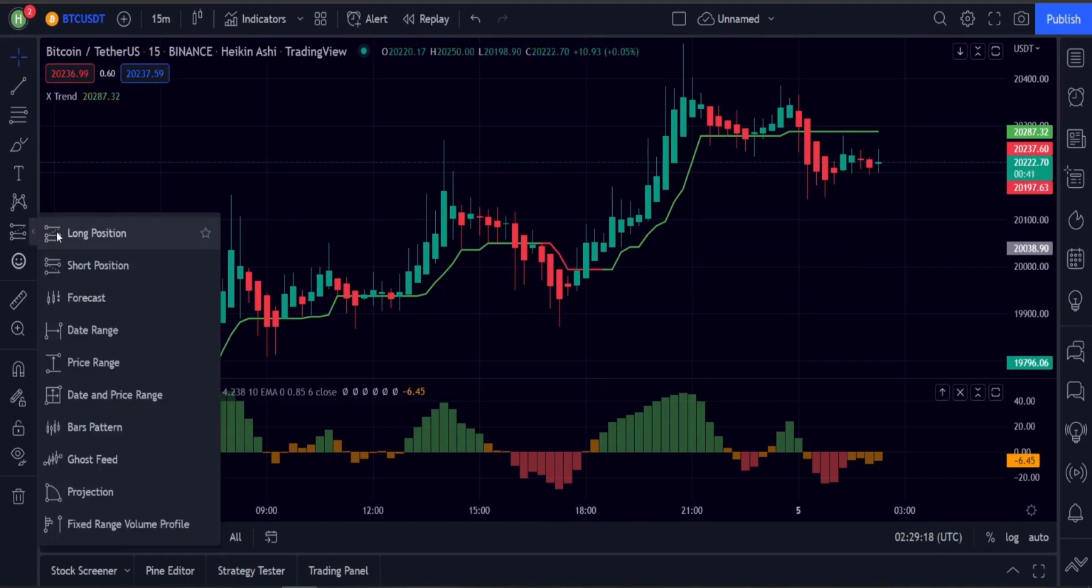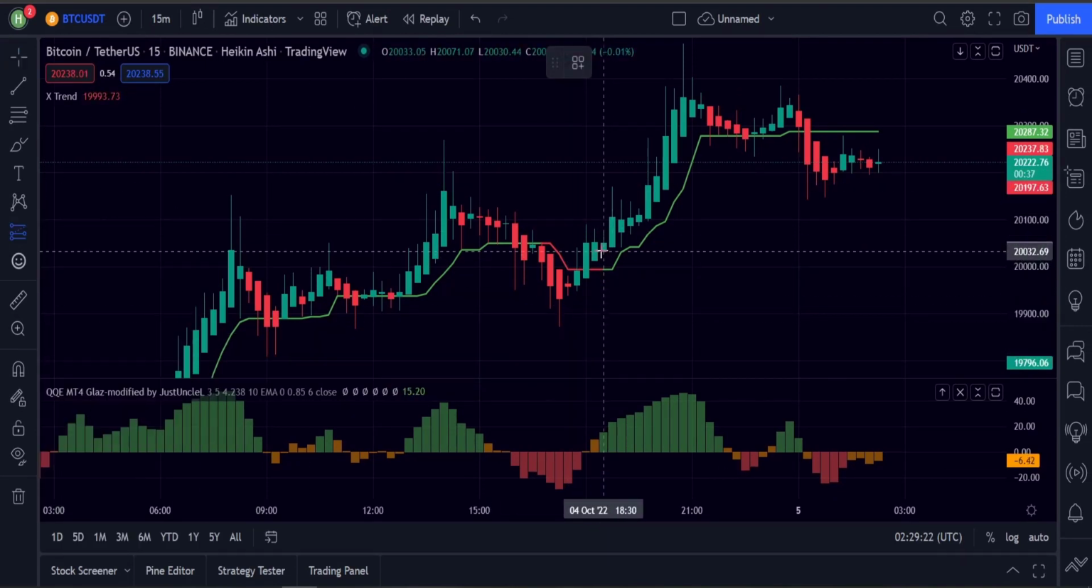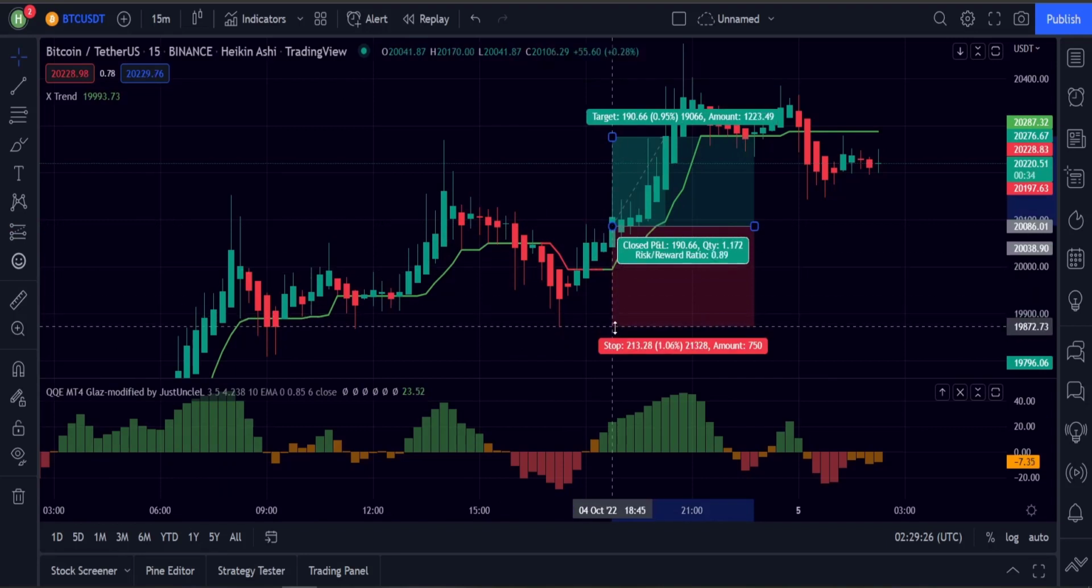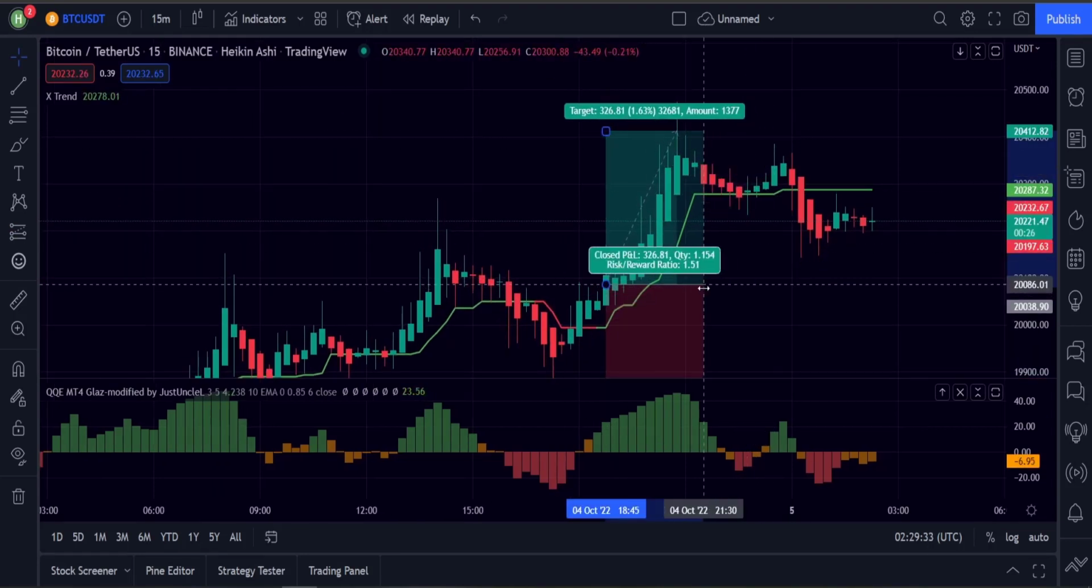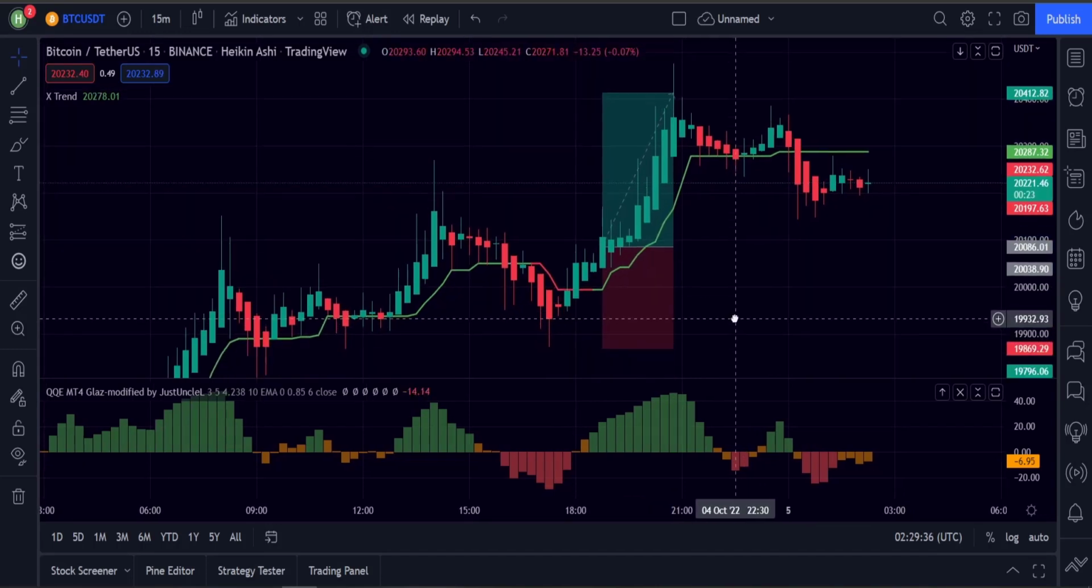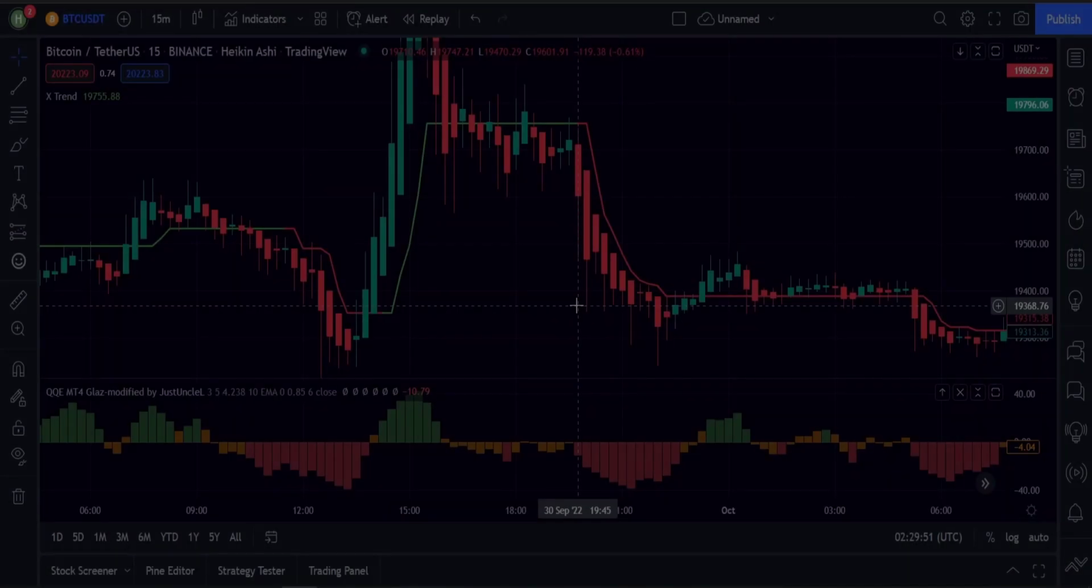So, I'll enter the trade right here, and for stop loss, I like to keep it at the recent swing low for this strategy, and I'll take profit at 1.5 risk-reward ratio. So this would have been a profitable buy trade. Now we'll go through the rules for entering a sell trade, which are exactly opposite to the rules for a buy trade.